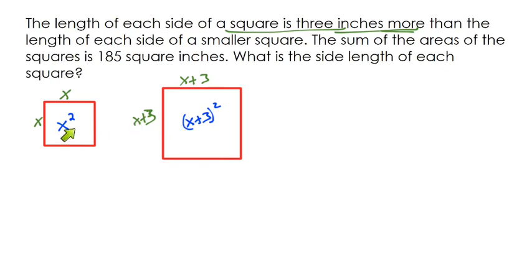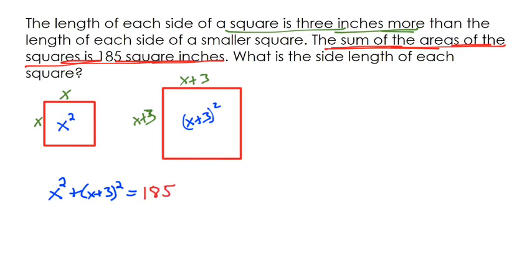Once I have this little visual of what's happening here, it tells us that the sum of the areas of the squares is 185 square inches. So that means that the area of the smaller square plus the area of the larger square equals 185. And now I've got a little math problem that we can set up and solve.